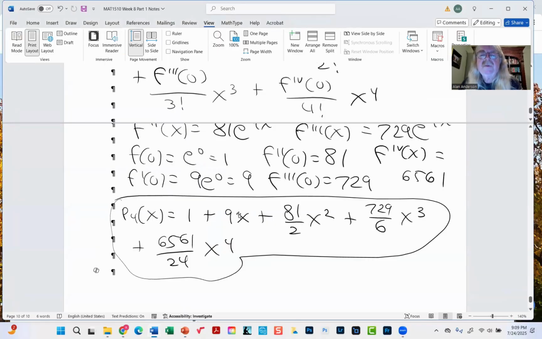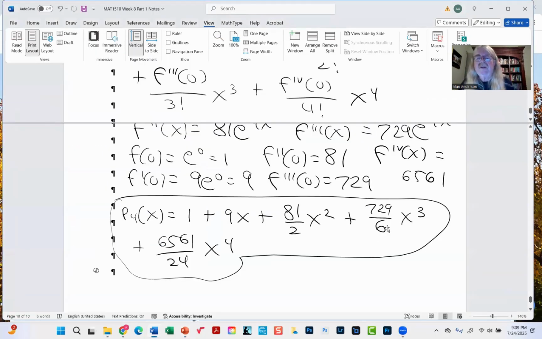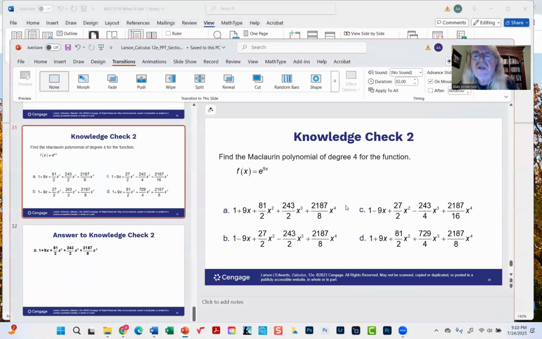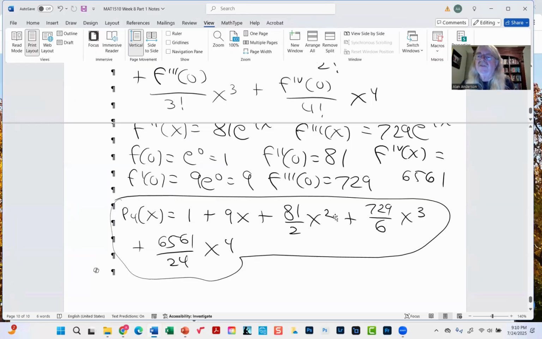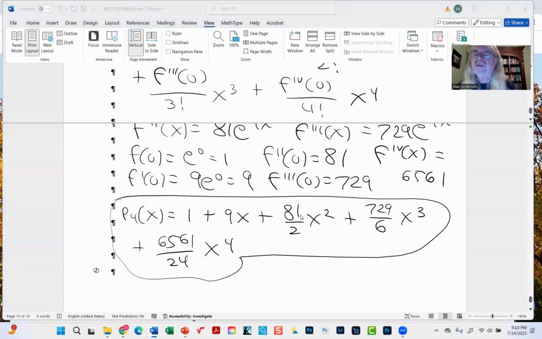So you know what must have happened? We have 1 plus 9x plus 81 halves x squared, 243 over 2. All right, so 729 over 6. If you divide that by 3, 729 divided by 3 is 243. All right, so that one's fine. And then the last one, 6561 over 24. Again, we're dividing by 3 to get, 6561 divided by 3 is 2187. Yeah, we're good. Okay. It's the same thing. They just reduced it a little more than we did. That's all. So this is the final answer.